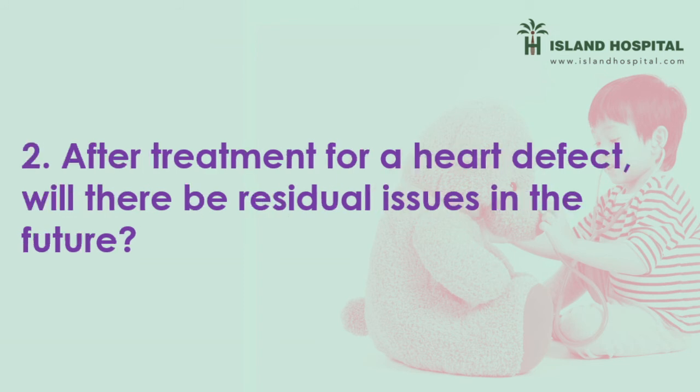Right, now, next question. After treatment for a heart defect, will there be residual issues in the future? What happens is sometimes in certain kinds of heart conditions, like for example, the patent ductus arteriosus and the atrial septal defect, if you treat them early, which means if you operate early enough, then usually the child, as he grows up, becomes like a normal adolescent, a normal adult, which means they live a normal lifespan, and they are not prone to more infections.